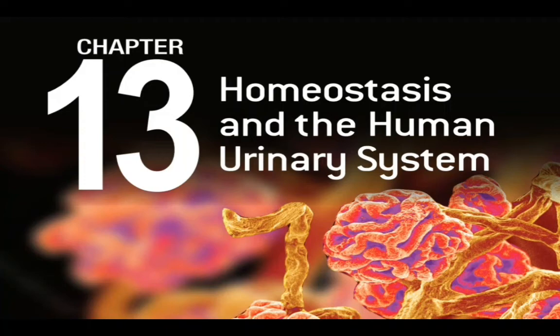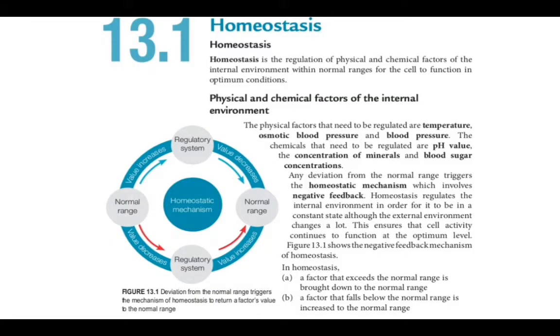Hello student, this is Biology Form 4, Chapter 13, new chapter, Homeostasis and the Human Urinary System. So subtopic 13.1, Homeostasis. This is the regulation of physical and chemical factors of the internal environment within normal ranges for the cell to function in optimum condition.